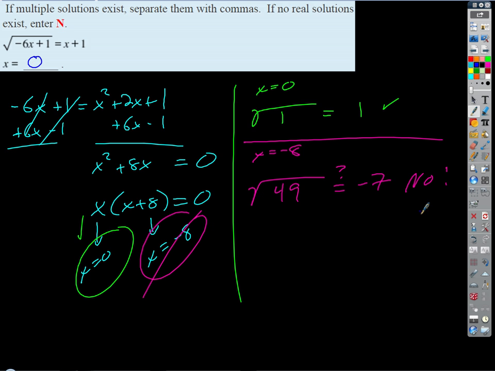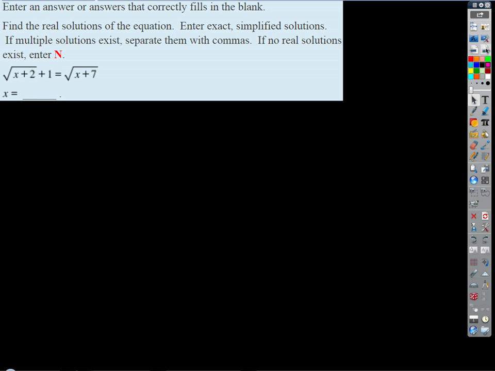Okay, last problem. This is the hardest of the three. In this case, we've got radicals on both sides, but the problem here is that I can't simultaneously isolate both radicals. So I'm going to have to undo the radicals one at a time. If I square both sides to begin with, it undoes the radical on the right, which is useful. But what do I get on the left?